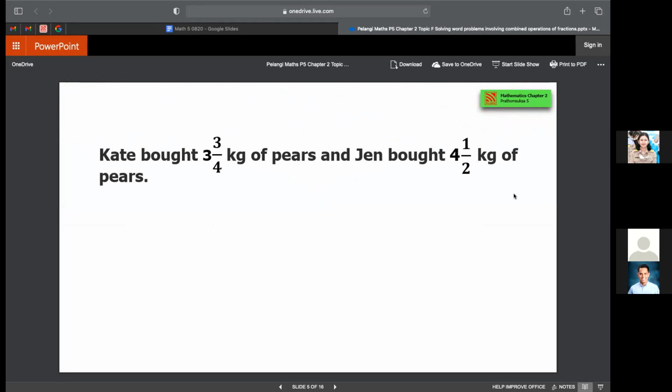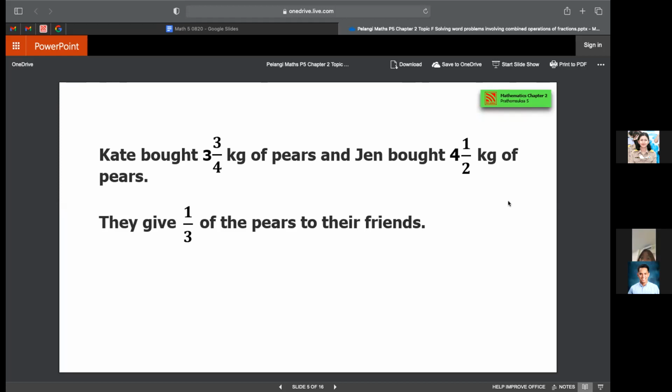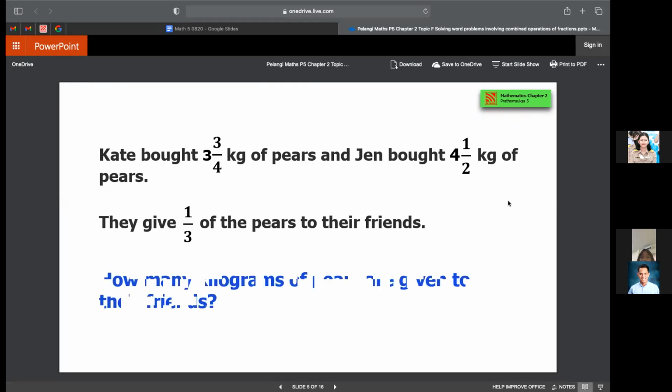Okay, I will read, just follow. Kate bought 3 3/4 kilograms of pears and Jen bought 4 1/2 kilograms of pears. Pears is the fruit. So we have 3 3/4 kilograms. The other one is 4 1/2 kilograms. They give 1/3 of the pears to their friend. Question: how many kilograms of pears are given to their friends?